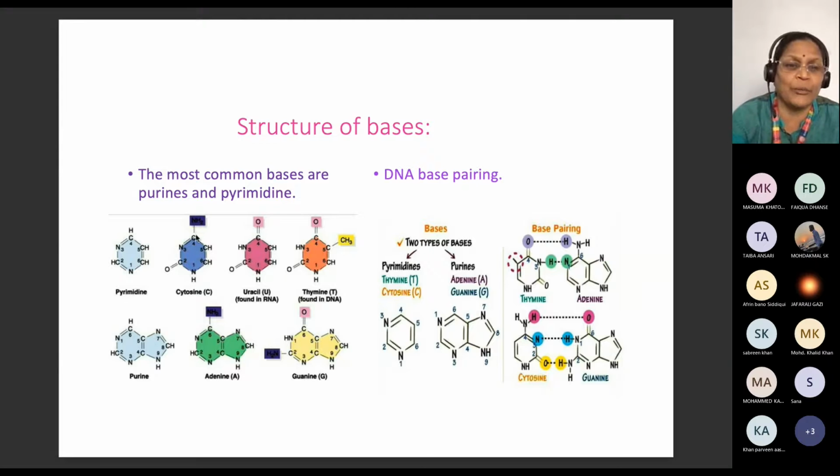If you have C double bond O here and here, and this is OH, and only one C double bond O, then we call it cytosine. If there are two C double bond O, we call it uracil. And thymine has two C double bond O plus that methyl group. Then we call it thymine. So all three structures' differences are clear.